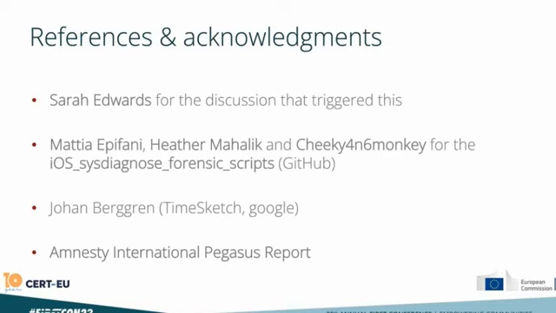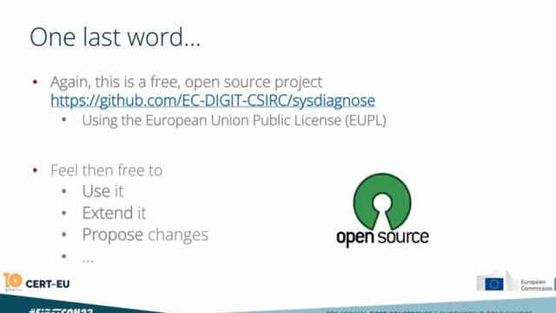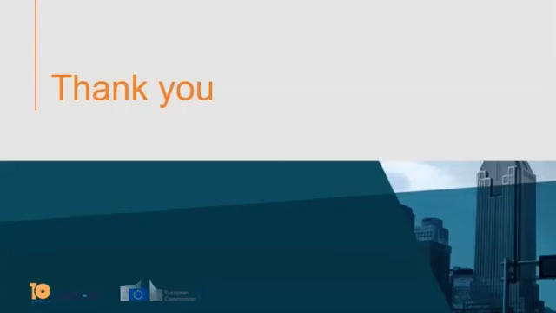Those were actually the first parsers we included. We have many more. They were mostly looking at user artifacts, so they had a different approach, but they have also done a bit of work on this. Johan, obviously, for TimeSketch, and he also helped us to figure out how timestamps work. We struggled a bit on that. And then the Amnesty National Pegasus report was also super useful to validate certain things. Again, it's open source, so we are repeating that many times, but we really want people to have a look. And that's it for me. I don't know if there are any other questions I can help with.